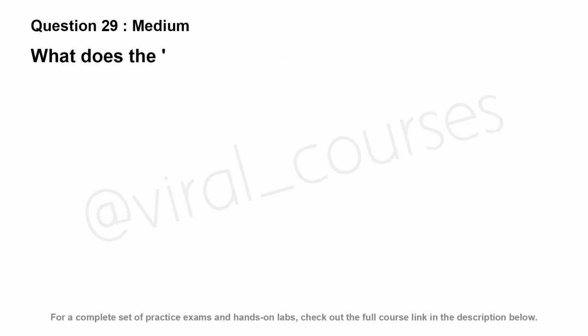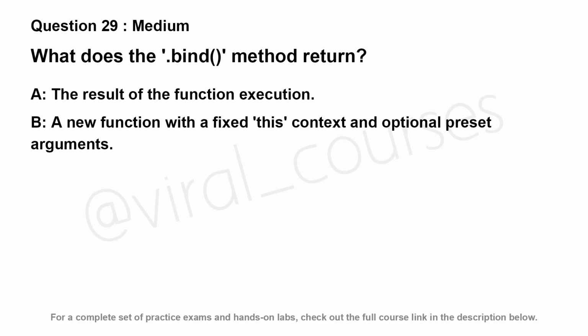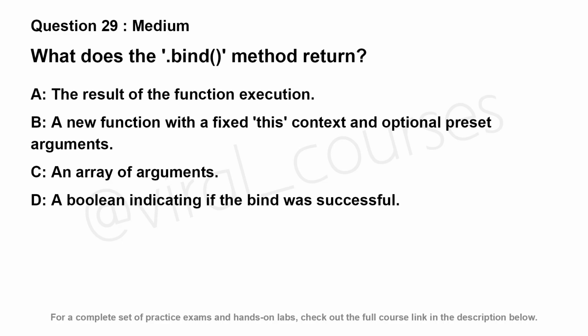What does the bind method return? Option A. The result of the function execution. Option B. A new function with a fixed this context and optional preset arguments. Option C. An array of arguments. Option D. A Boolean indicating if the bind was successful.